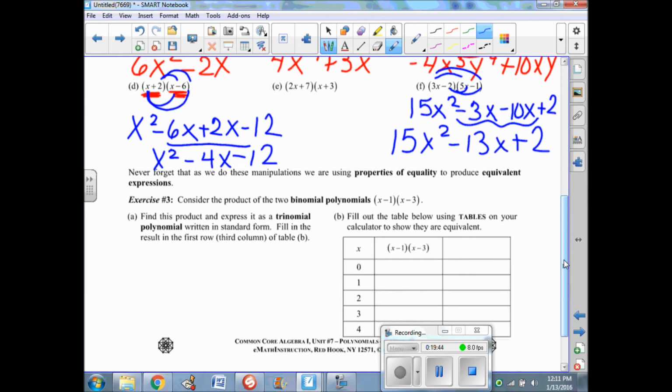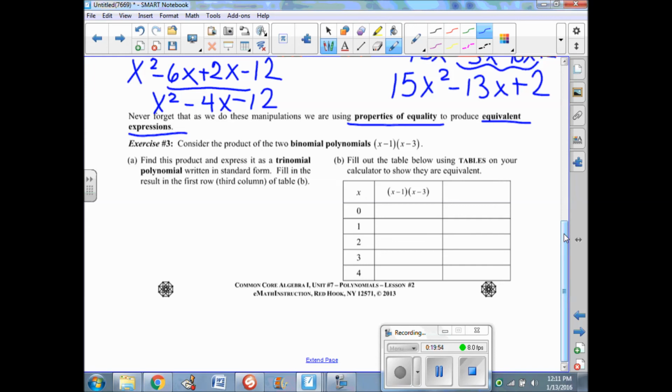All right, never forget that as we do these manipulations, we are using properties of equality to produce equivalent expressions. So consider these two products. I think we're going to bypass this.